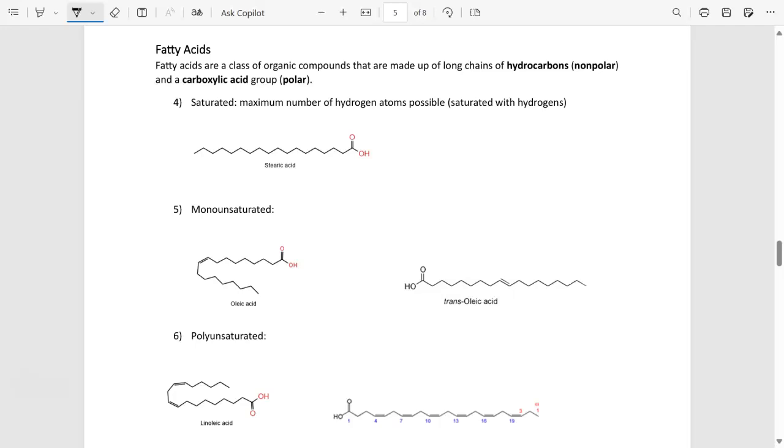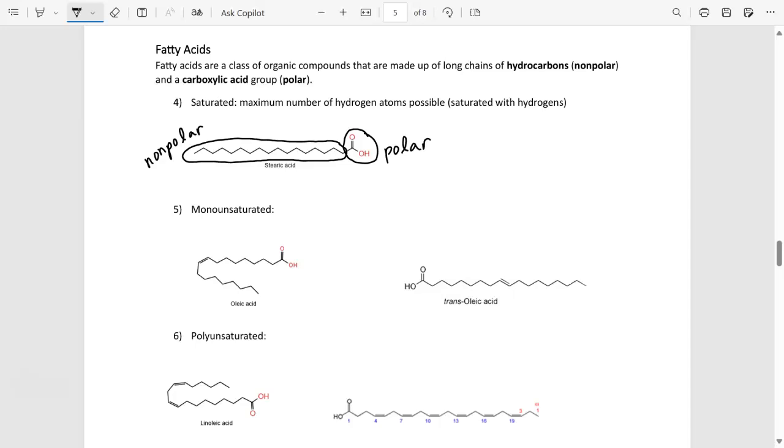Okay, so we've got this first fatty acid down here. Just remember that the hydrocarbon tail, that's the longest piece. That's going to be your nonpolar section. And then we have this small part, our carboxylic acid, which is polar.